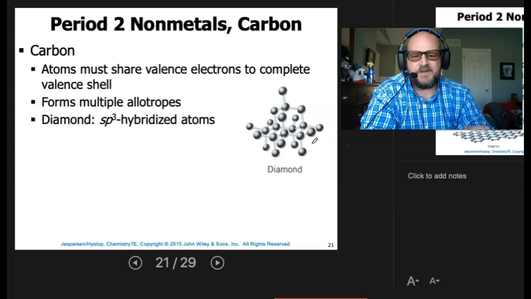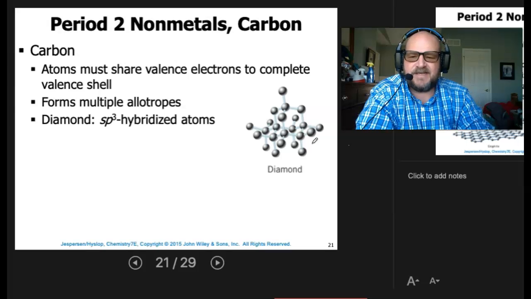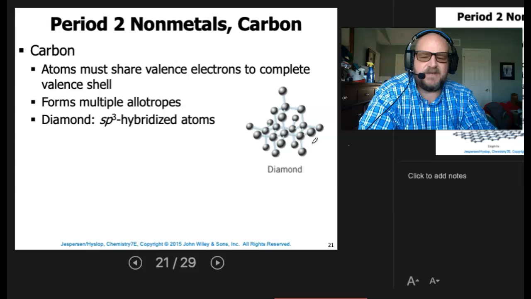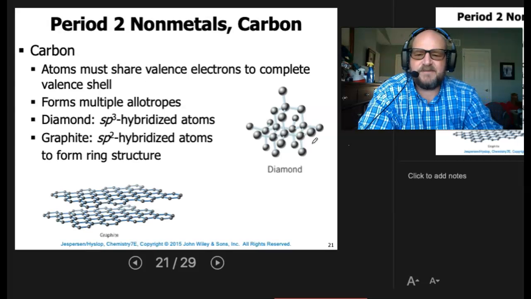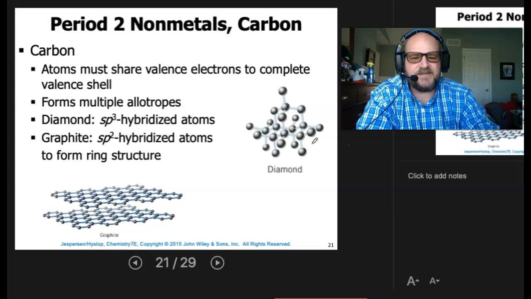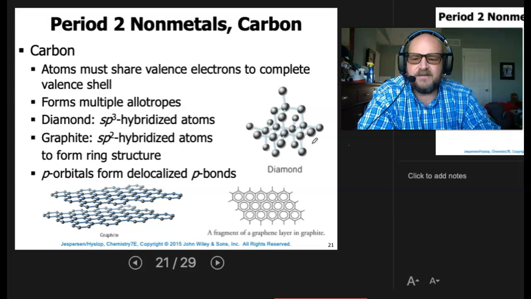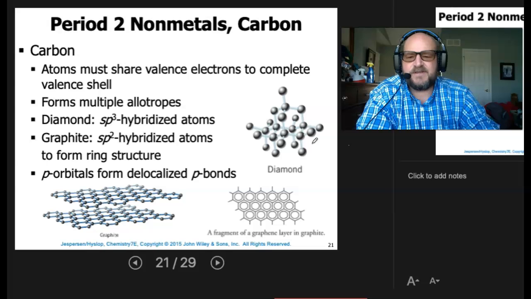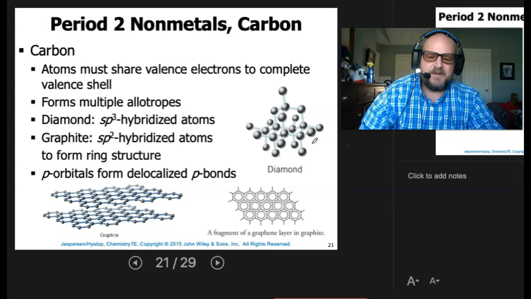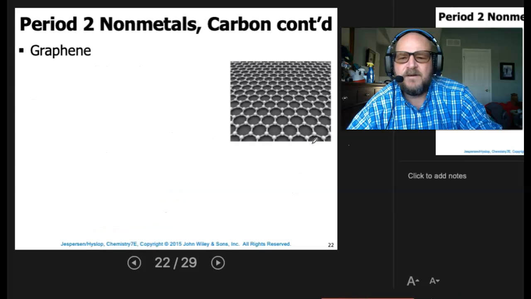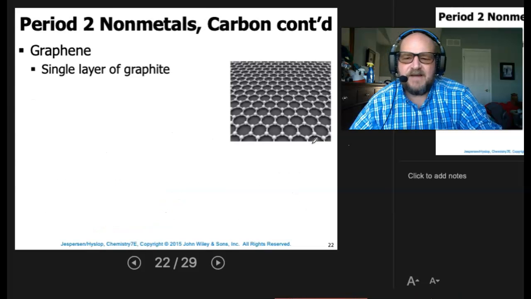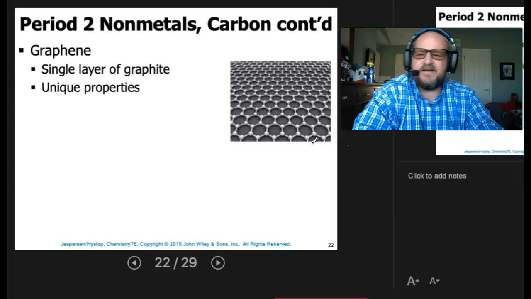And now that I've said sp3, in your minds, you might have gone right to sp2, potentially sp. For graphite, we see sp2 hybridized atoms to form ring structures. This gives us sheets of graphite. And then of course p orbitals can form delocalized pi bonds. And so that's how we get our sheets. And then that means we have graphene. So we have a single layer of graphite.